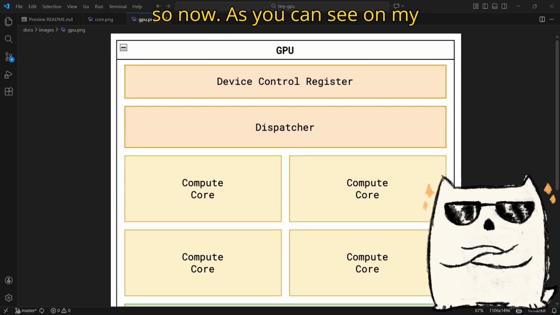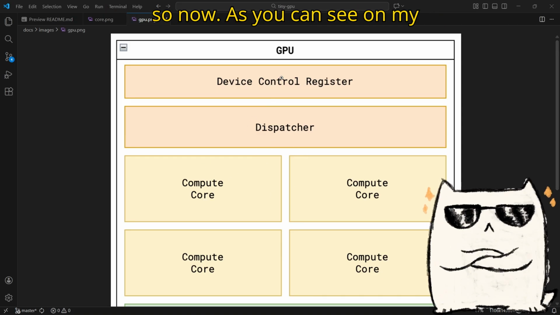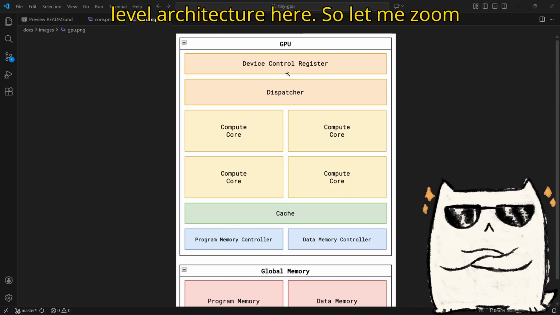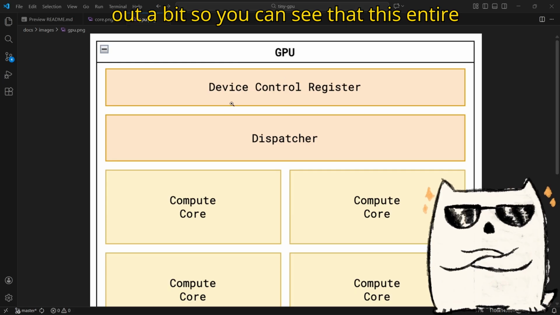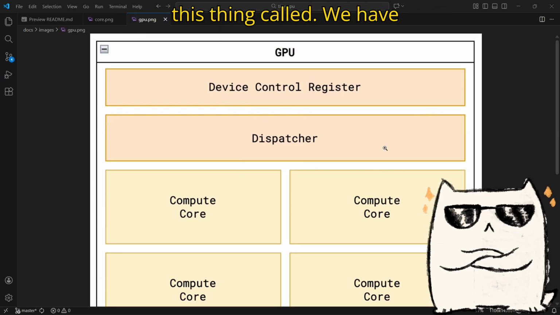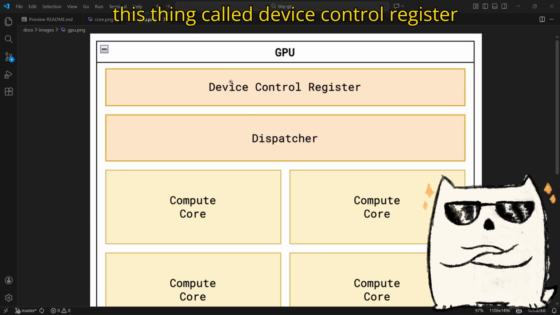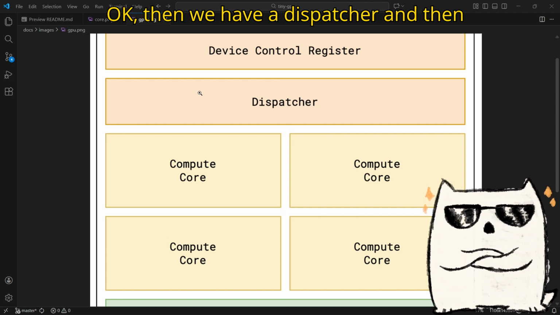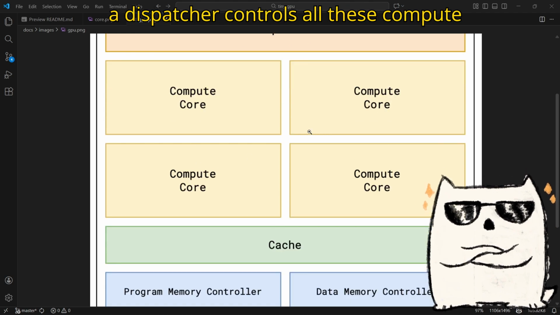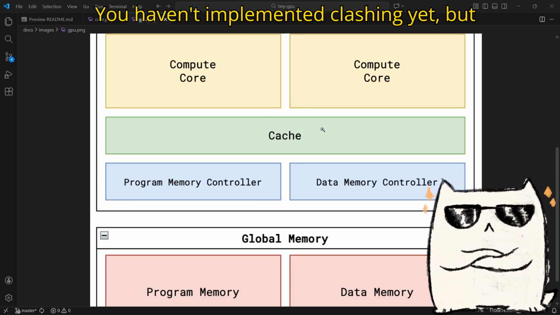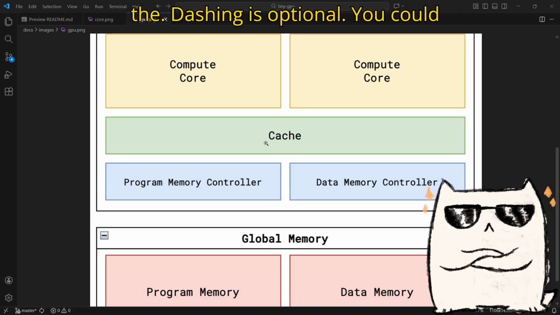Okay, so now, as you can see on my screen, I have the high-level architecture here. If you zoom out a bit, you can see that this entire unit is a GPU. At the top we have a device control register. Then we have a dispatcher, and the dispatcher controls all these compute cores. We haven't implemented caching yet, but caching is optional.